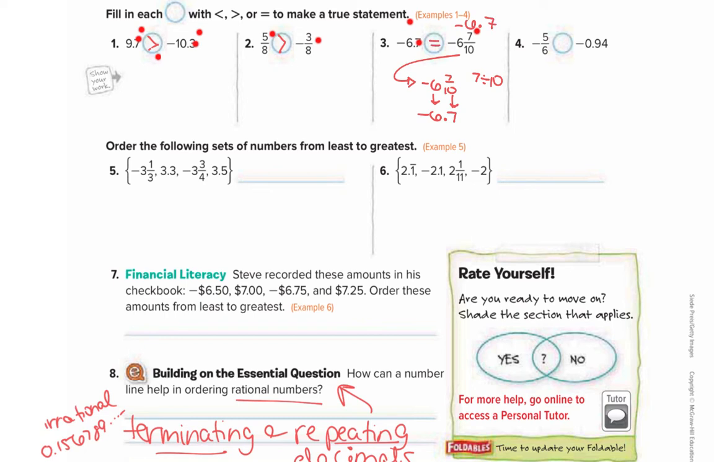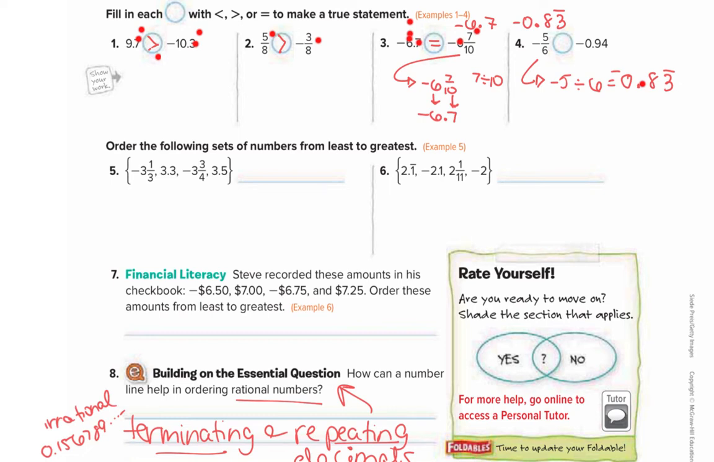Number 4, negative 5/6 and negative 0.94. So again, let's make this into a decimal by doing numerator divided by denominator. And we don't have any whole number in front of this like we did here. So everything's just going to be behind the decimal. So this is 0.83 and the 3 is repeating. So we put our bar notation on top. And this is negative. So we have negative 0.83 compared to negative 0.94.